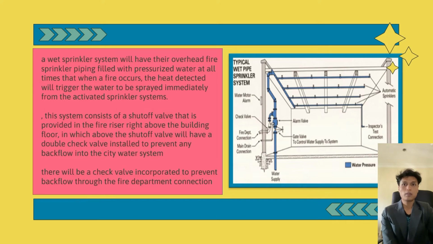As previously explained, there will be a check valve incorporated to prevent backflow through the fire department connection. The fire department connection is redundant to the city water supply and provides another source of water for the wet sprinkler system. The riser to the system is then connected to the branch lines which serve sprinkler lines.